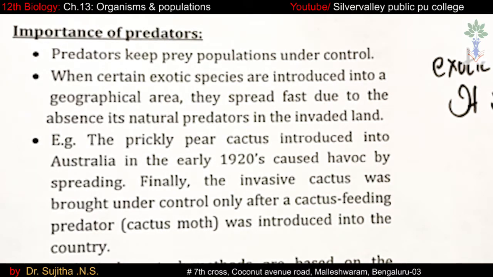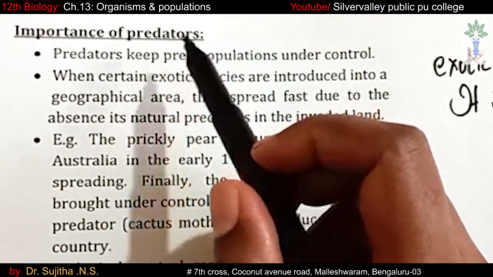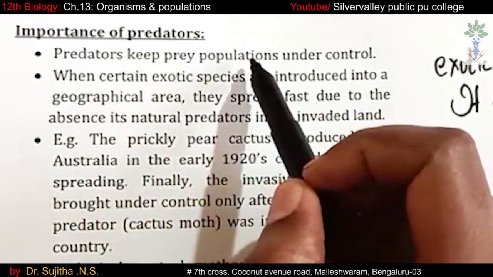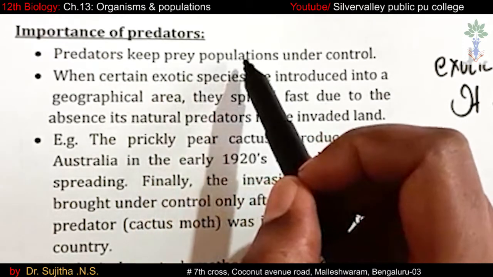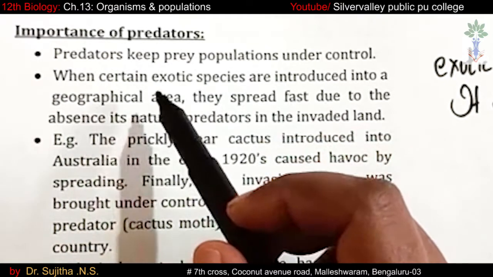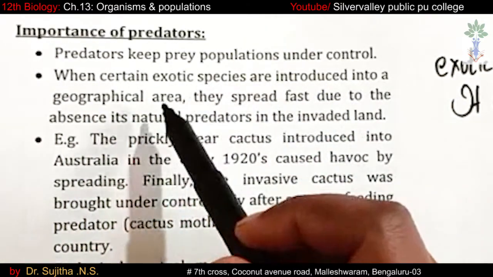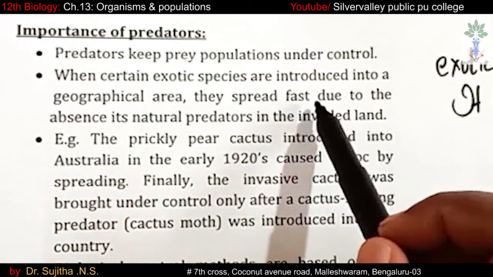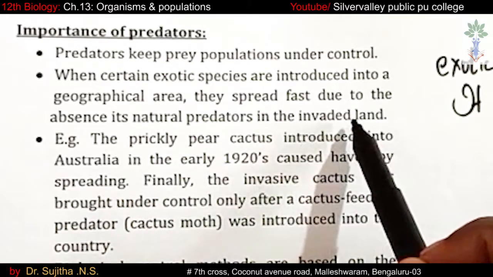Importance of predators. One significant feature is that predators keep the prey populations under control. So stability in the prey population is maintained with the help of predators. The second one: when certain exotic species are introduced in a geographical area, they spread fast due to the absence of natural predators in the invaded land.